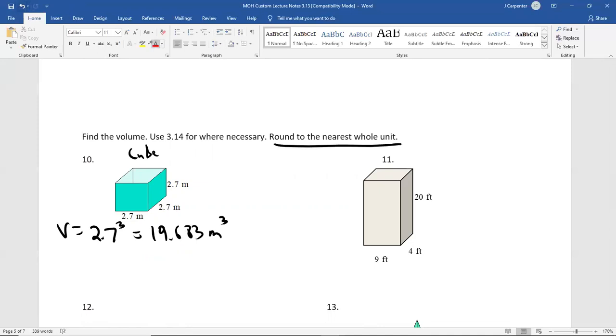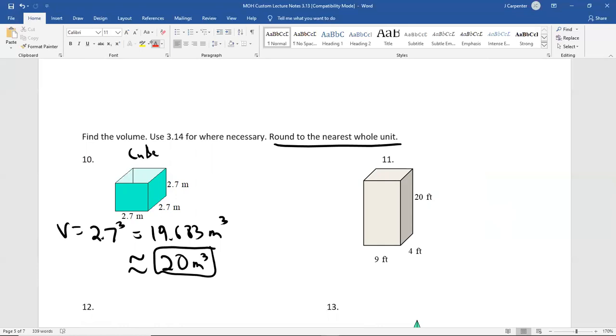round to the nearest whole. We got to pay attention. So rounding this to the nearest whole says that the volume is approximately 20 cubic meters, or 20 meters cubed. Remember, squiggly equals means approximately. It means about. It means we rounded.